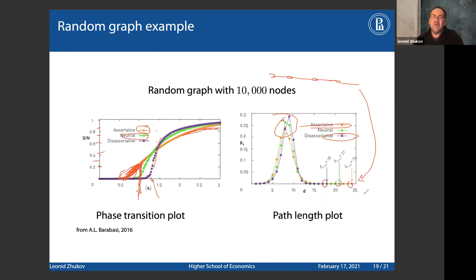So by looking at the correlations between node degrees, you can actually tell a lot about the graph and what kind of graph structure we expect.